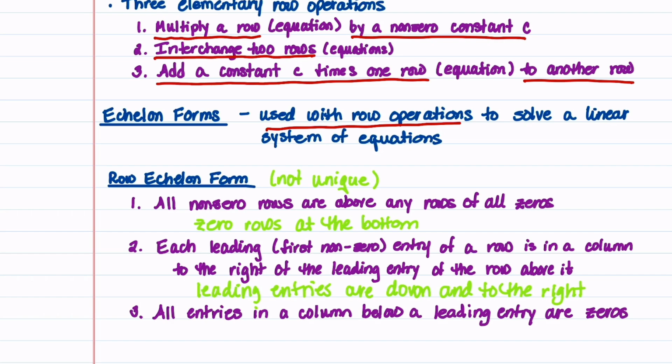The last requirement for echelon form is that all entries in a column below a leading entry are 0. So this is like saying zeros need to be below leading entries. So we'll write down zeros below leading entries. I came up with these phrases as I was trying to teach students how to memorize these 3 requirements.